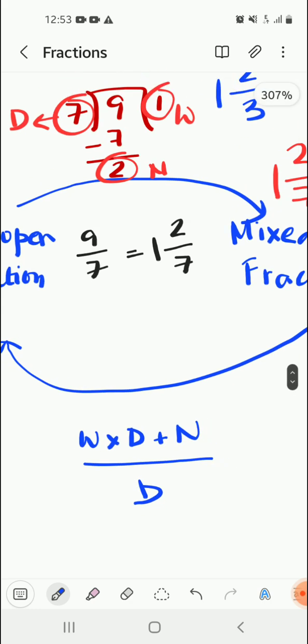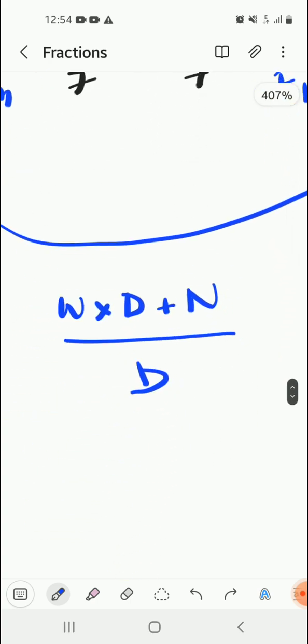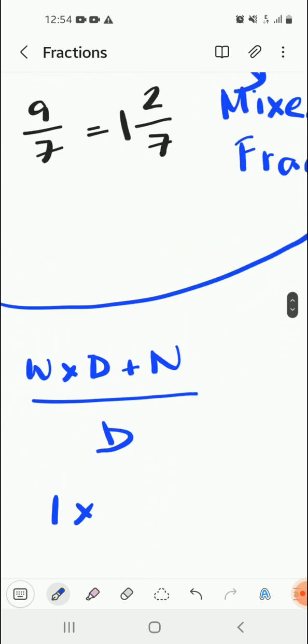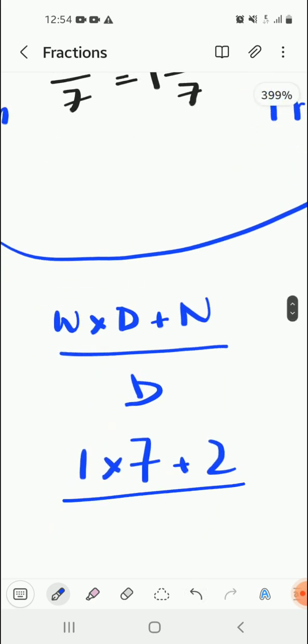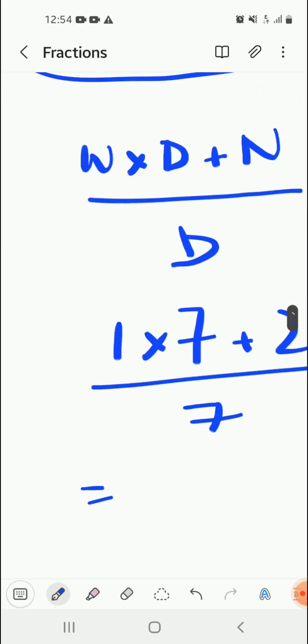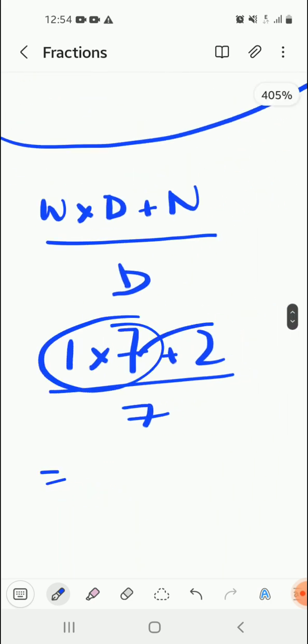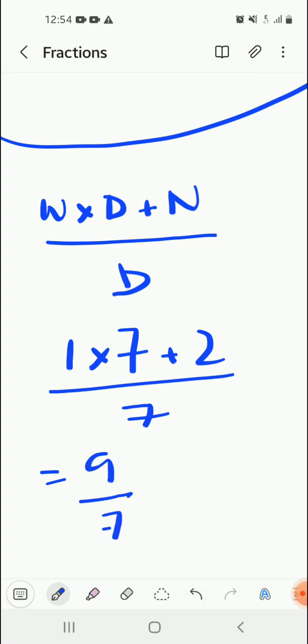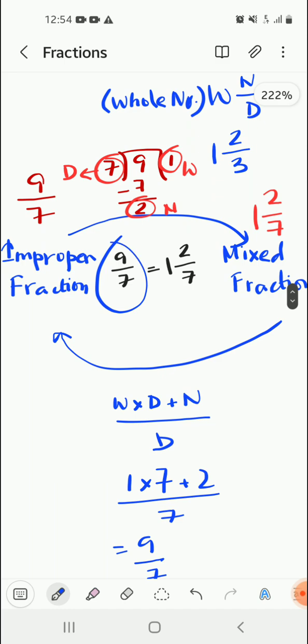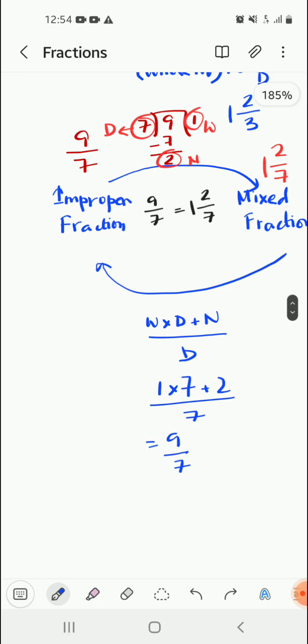So you see, if you're given a question like 1 and 2 by 7, over here 1 is my whole number. So 1 into denominator, which is 7, so 7, plus numerator, which is 2, divided by the denominator, that is 7. The rule says that we need to multiply first and then add. So 1 into 7 is 7, plus 2 is 9. So 9 by 7. You can see we have got the same number. So this way we can prove that mixed fractions and improper fractions are always the same.